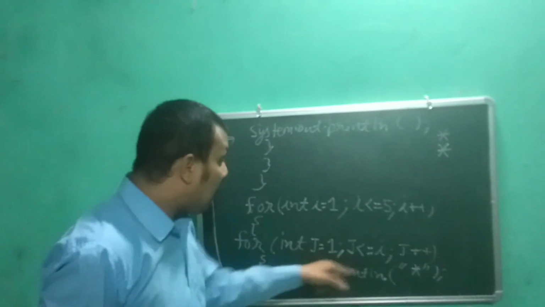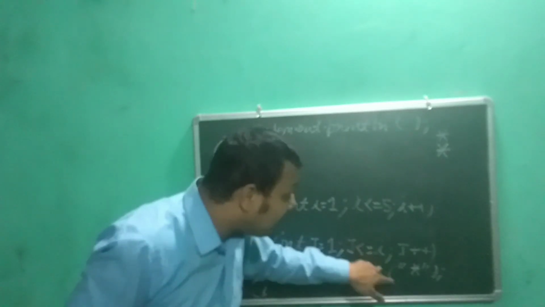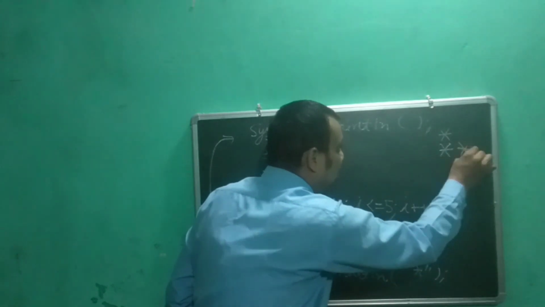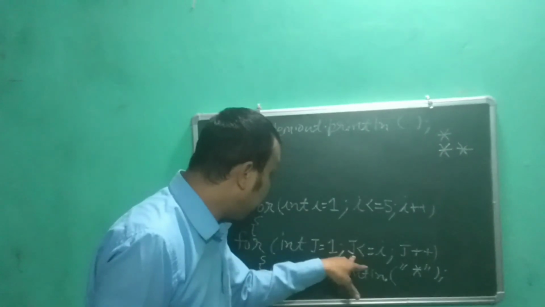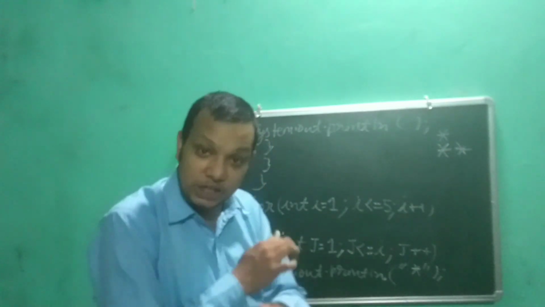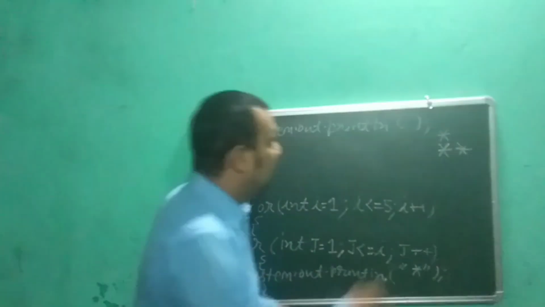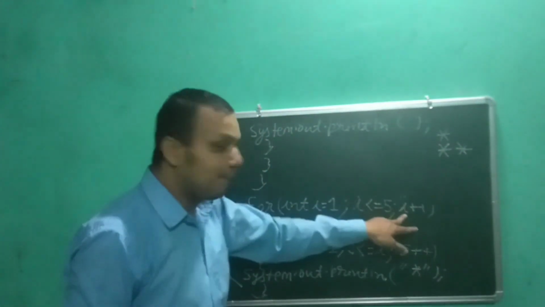Next is j++. j becomes 2. 2 is lesser than or equal to 2. True. Yes, 2 is equal to 2. Then print star. A star is printed. j++. j becomes 3. 3 is lesser than 2? Condition false. Go to System.out.print. Line change. Now we are here. The cursor is here.